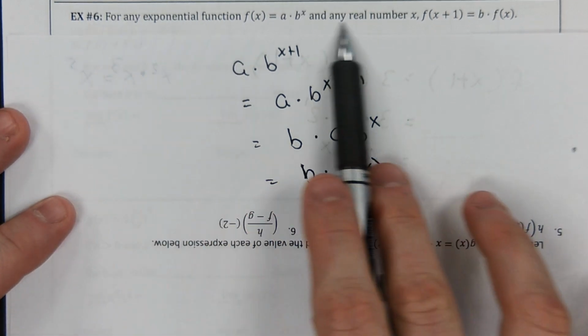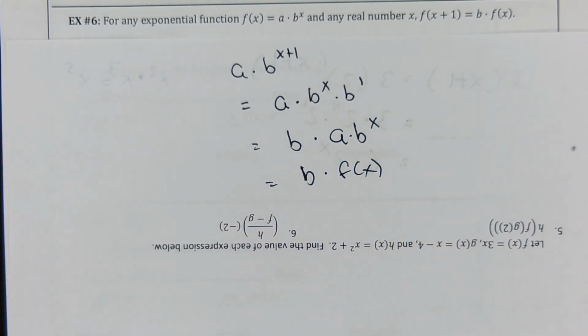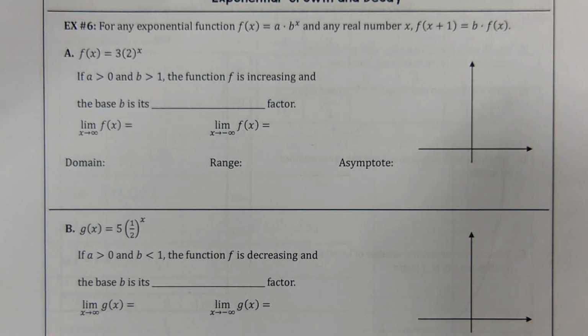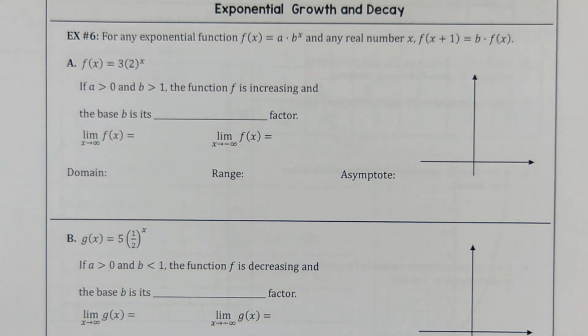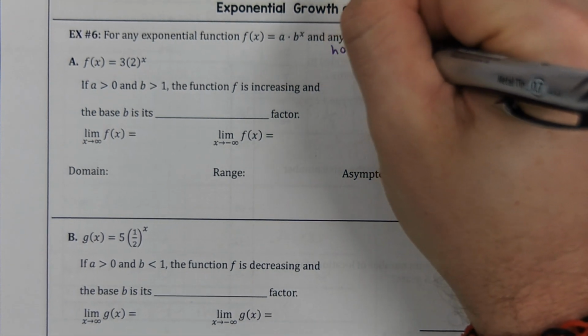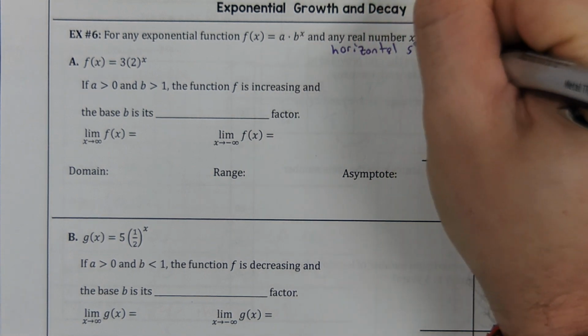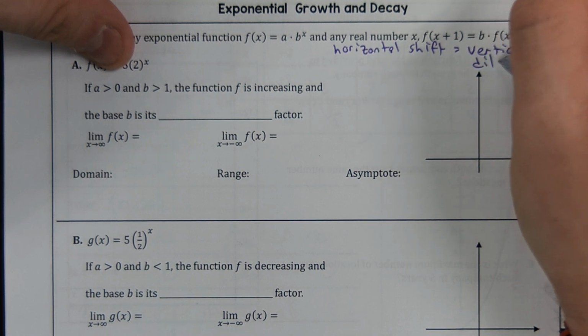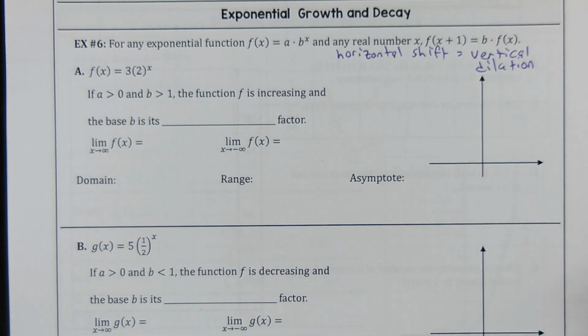So what this line here is telling us is that a horizontal shift for exponential growth and decay functions is always a vertical dilation of some sort. So we don't have to say stretch or shrink, we can just say dilation. Okay? Yep, I'm going to write it right now. And this is true only for exponential growth and decay functions. Okay? It's just neat that that happens.